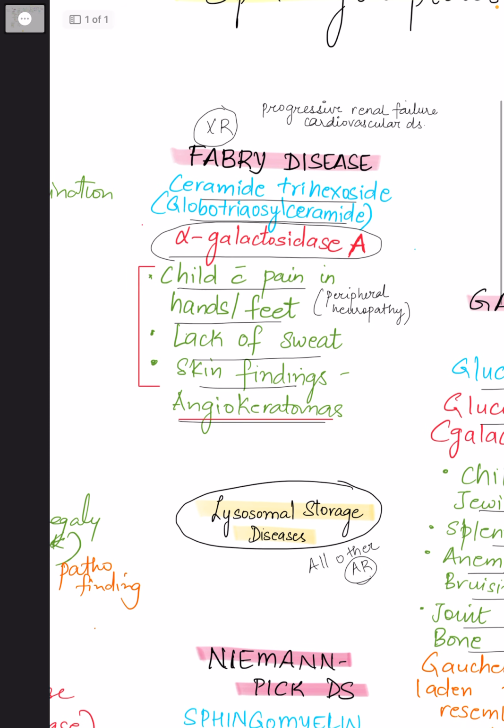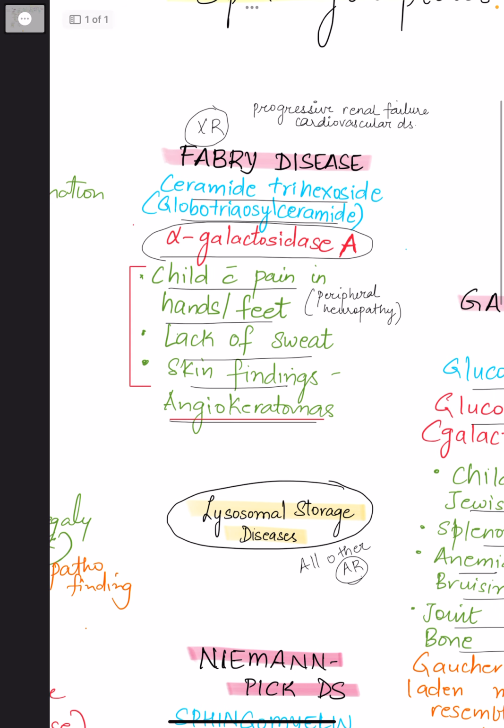There is a classical triad seen in Fabry's disease, which is a child with pain in hands and feet, also known as peripheral neuropathy. The other thing in the triad is the lack of sweating, hypohidrosis, and the third thing is angiokeratomas, one of the skin findings seen in Fabry disease. The person suffering from this gets progressive renal failure and a variety of cardiovascular diseases.